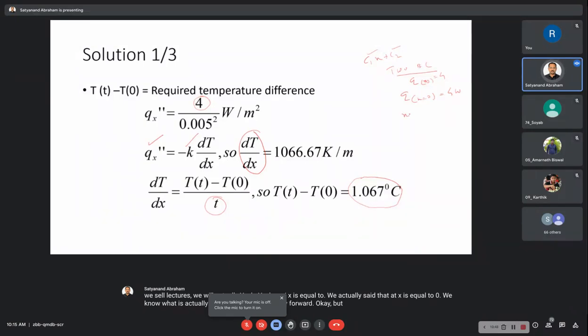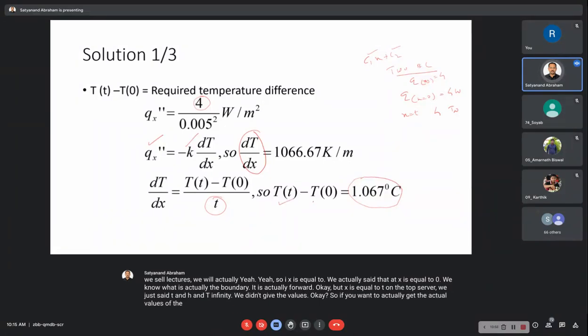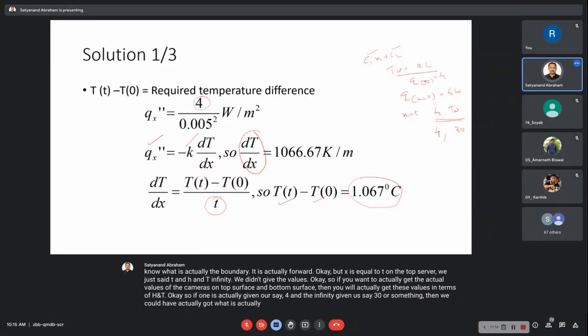But at x is equal to t on the top surface, we just said t and h and t infinity. We didn't give the values. So if you want to get the actual values of the temperature on the top surface and bottom surface, then you will get these values in terms of h and t infinity. If the h value is given as say 4 and t infinity as say 30 or something, then we could have got what T_t and T_0 are.